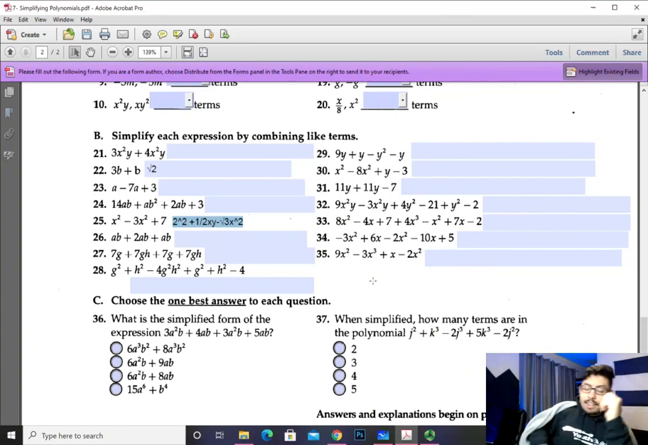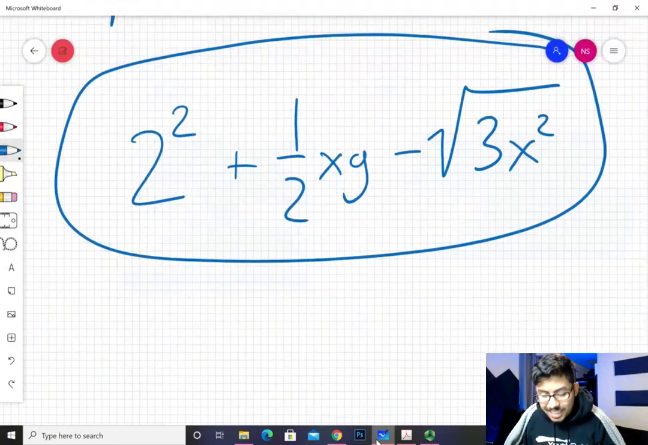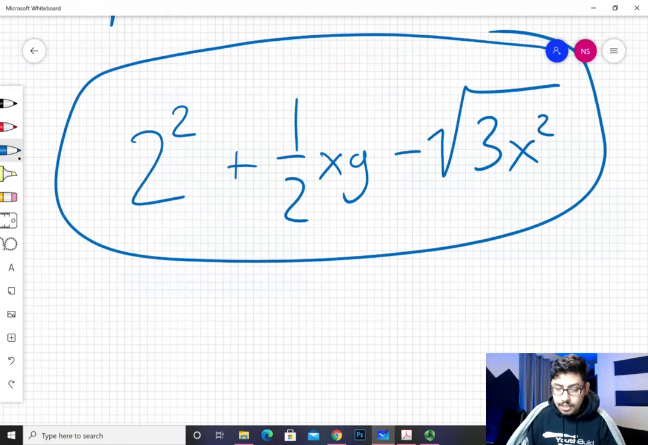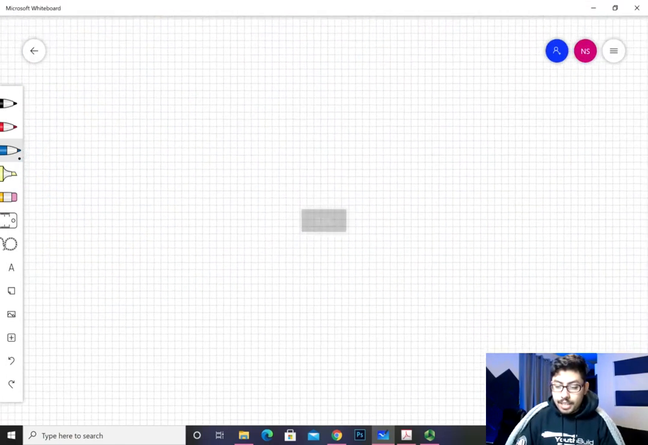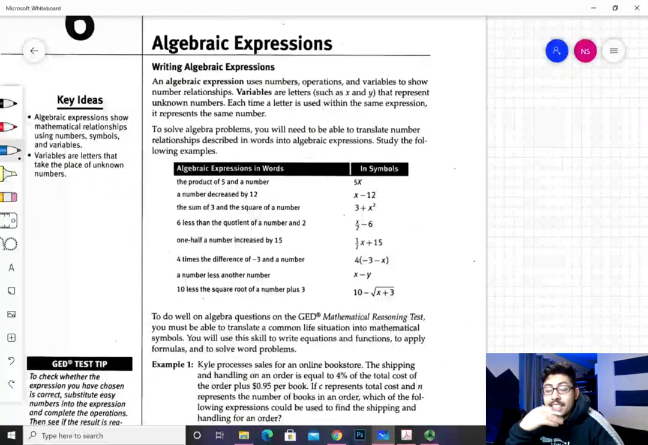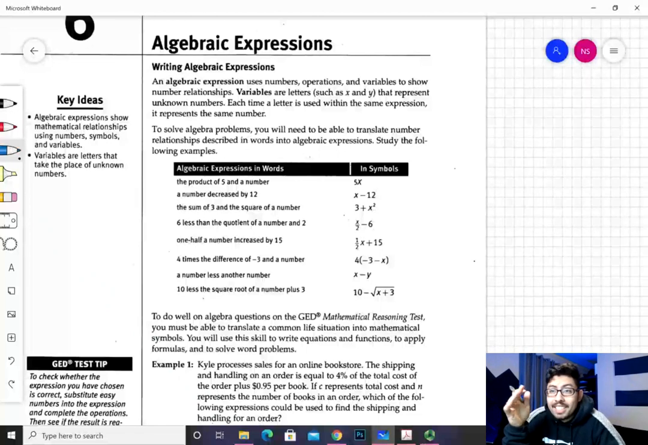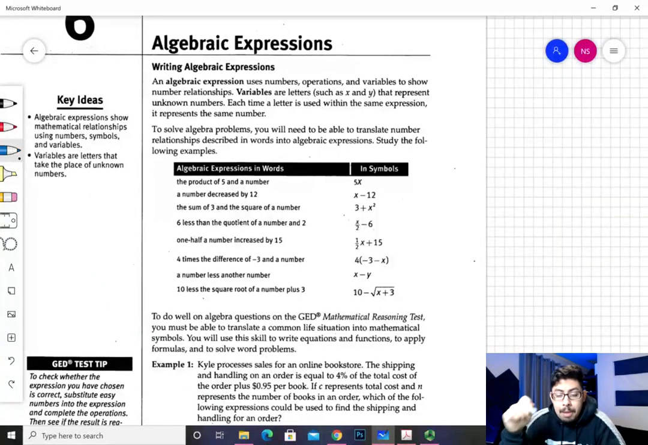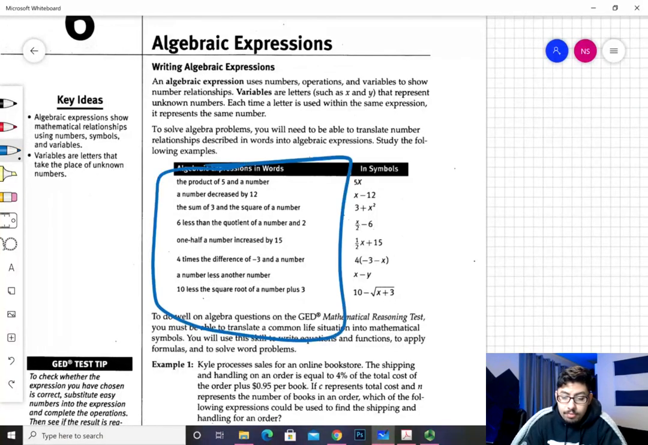So now that we got that out of the way, let's actually continue on with today's lesson, which is algebraic expressions. All right, so this one's a tough one. If there's one lesson that is tough, it's this one. Why is it tough? Because it involves word problems. So you have to memorize this.